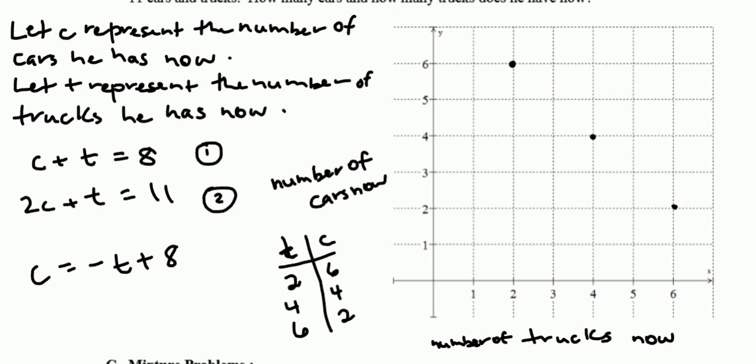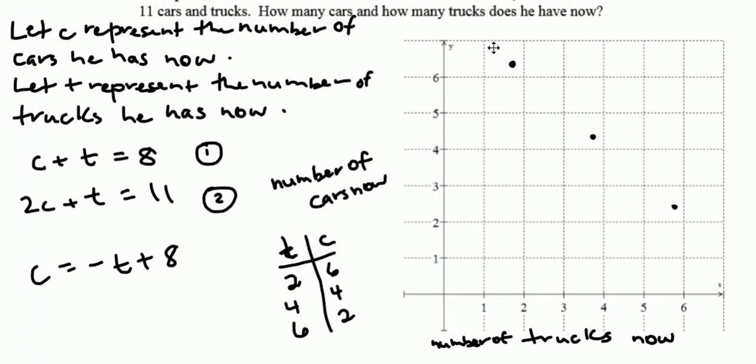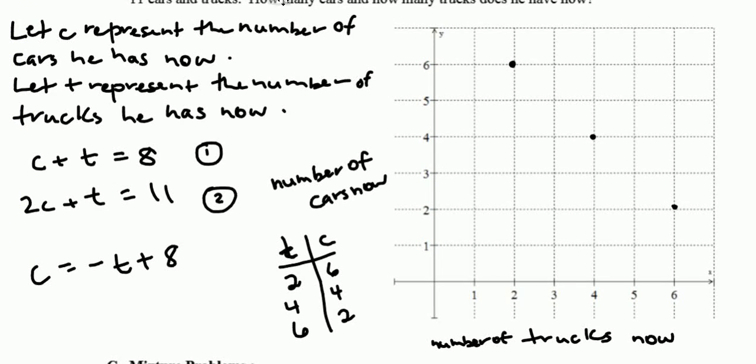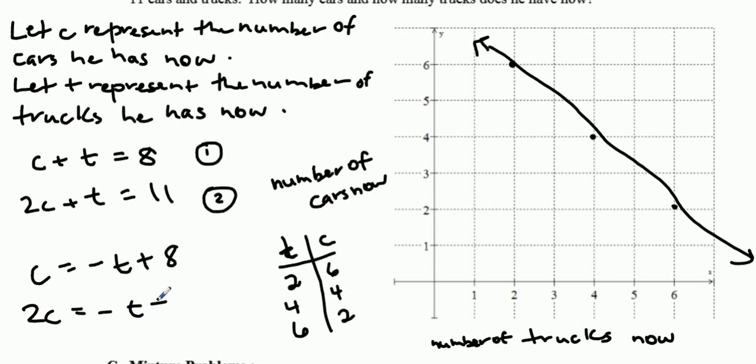Okay, so, oh dear, goodness gracious, 6, 2. Sorry, I apologize. It's very difficult to draw. I guess I could try and use a ruler next time. Okay, so that's one of the lines, and now I'm going to graph the other one. So this would be 2c equals negative t plus 11, and c equals negative t over 2 plus 11 halves.